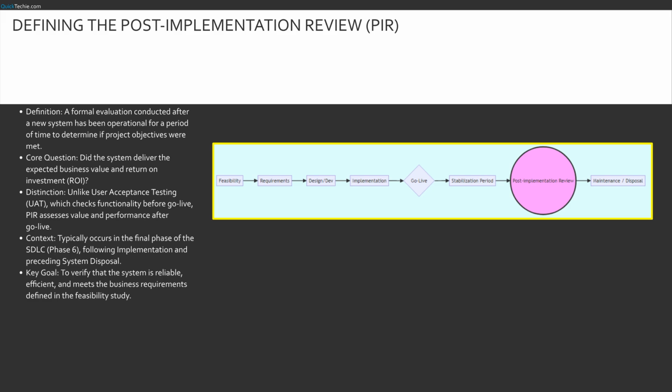It's crucial to distinguish this from UAT. UAT asks, does it work? PIR asks, is it worth it? And did we manage the project well? This review is the bridge between the end of one project and the improved initiation of the next.